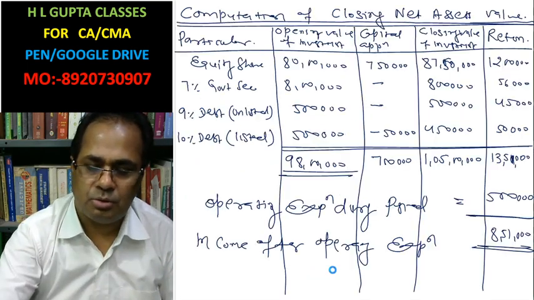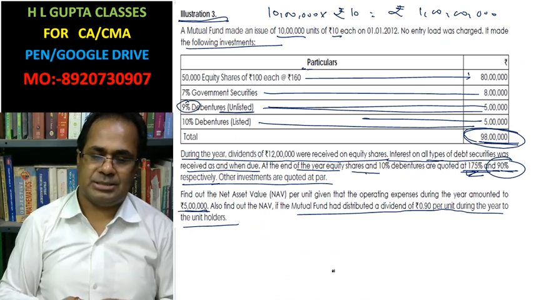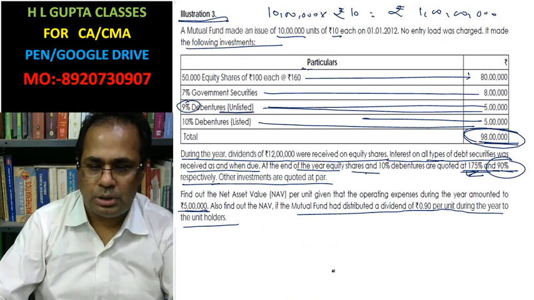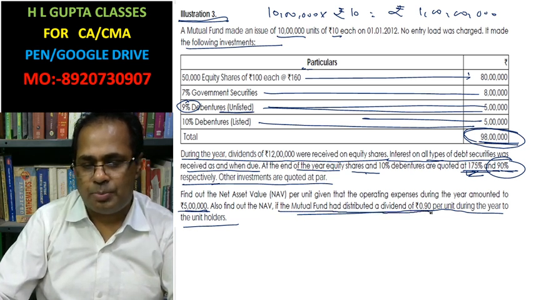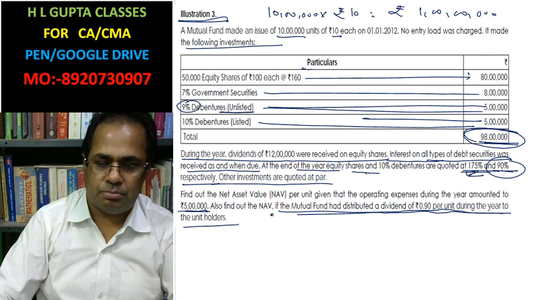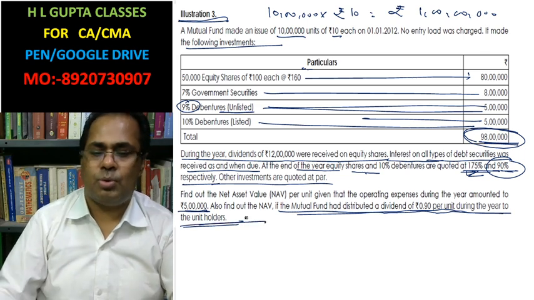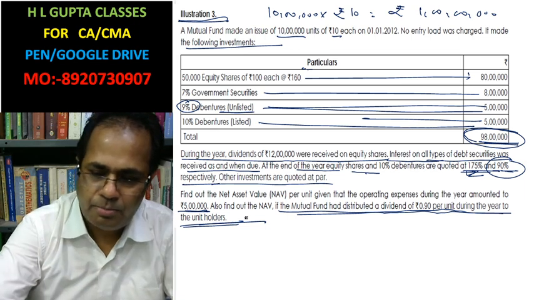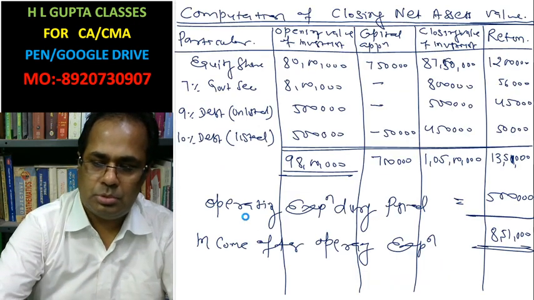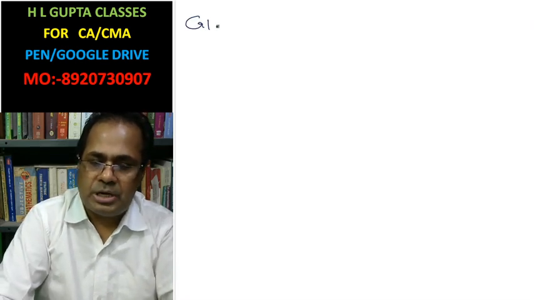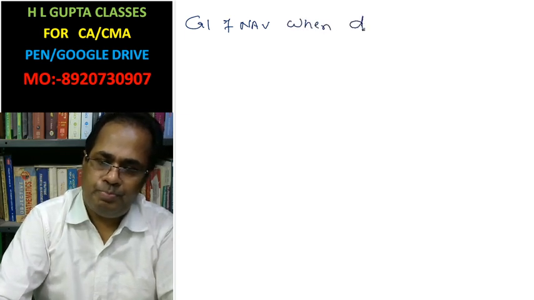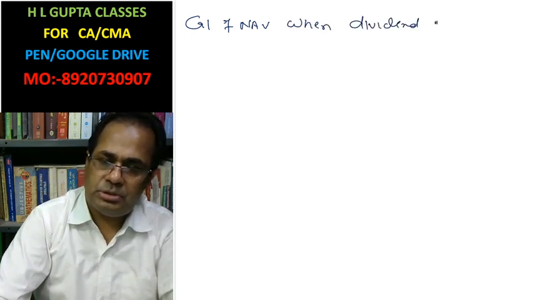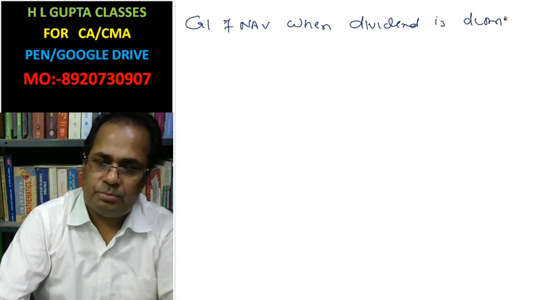Now we can consider when the dividend is announced. Please look at the question. It asks: if the mutual fund distributed a dividend of 0.90 per unit to the unit holders during the year, then what will be the net assets value? Calculation of net assets value when dividend is distributed.